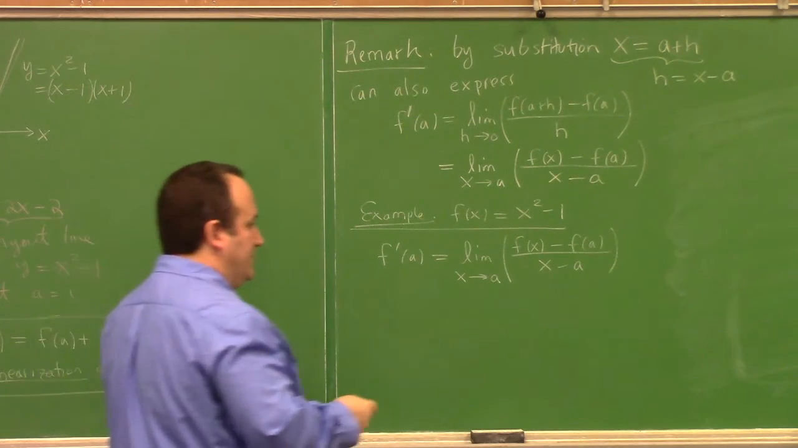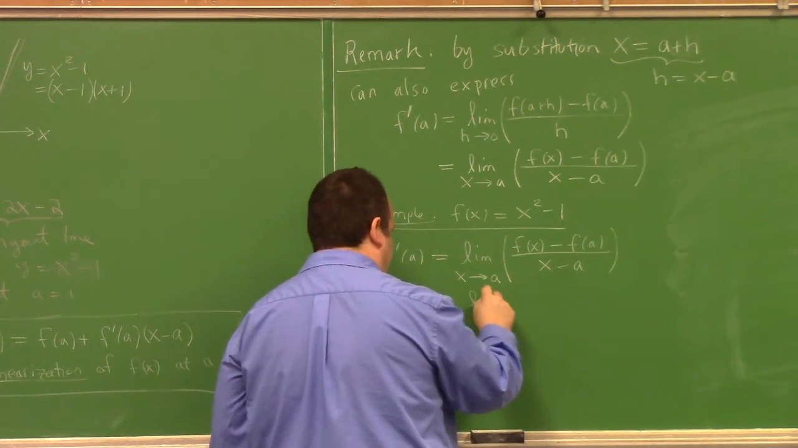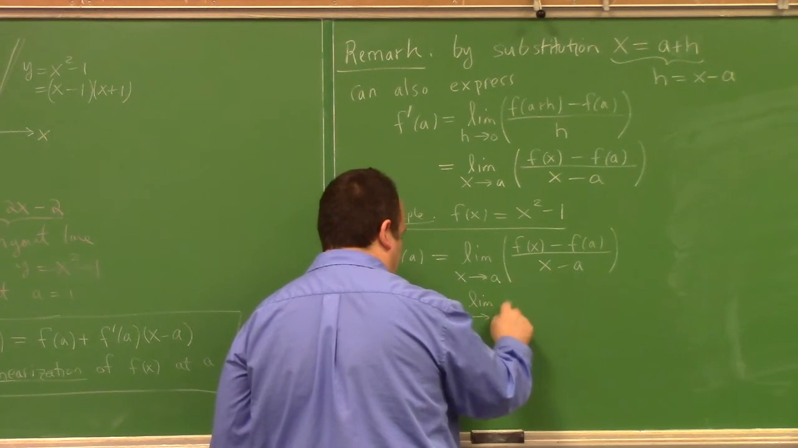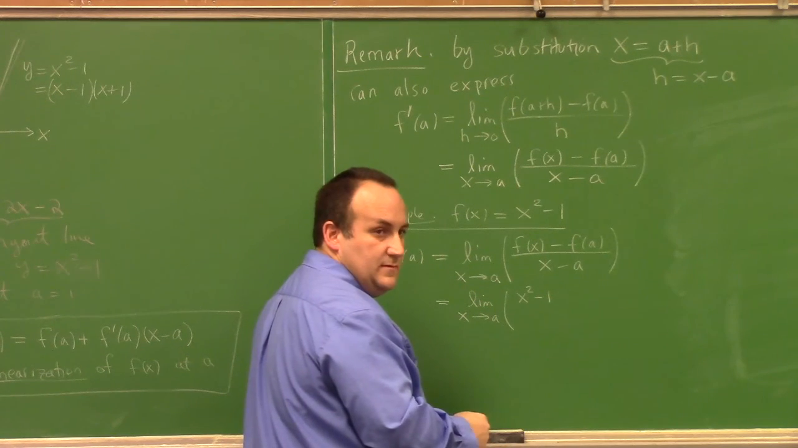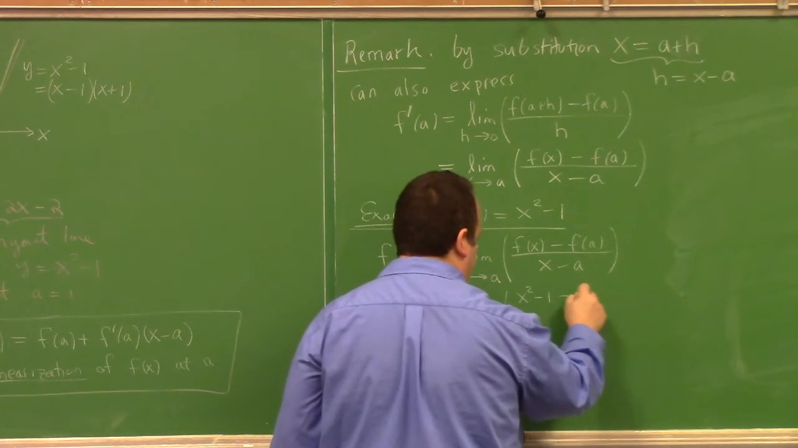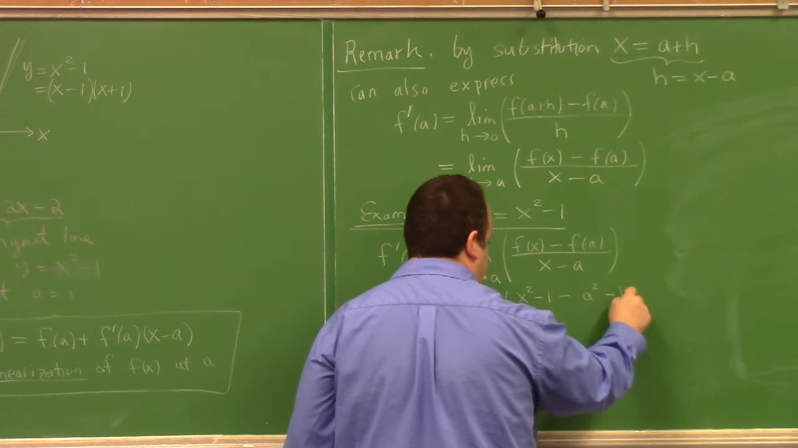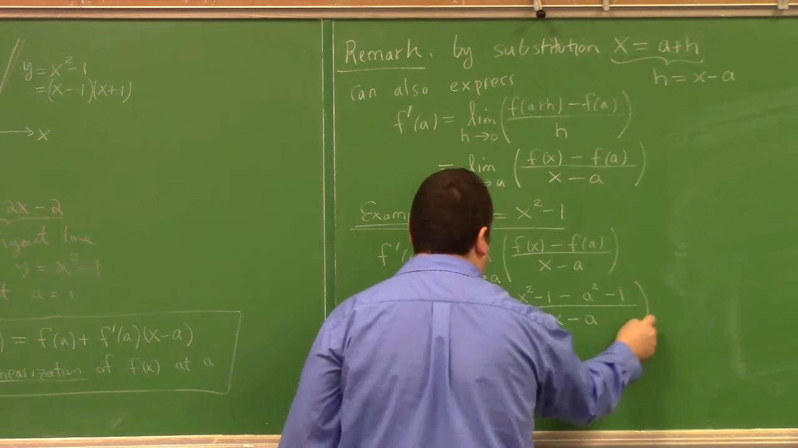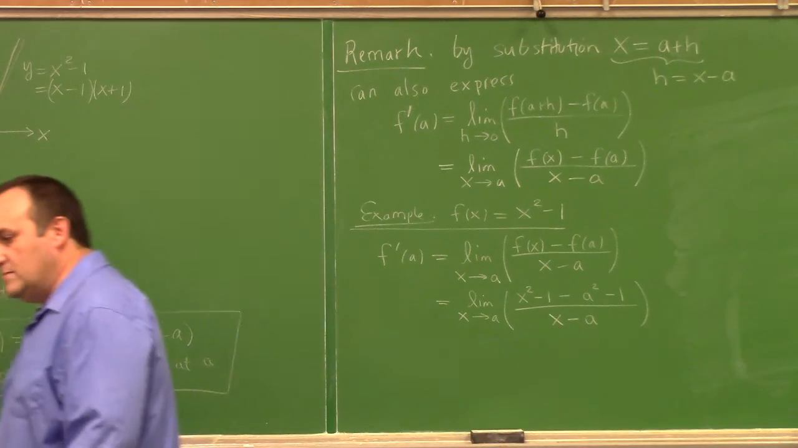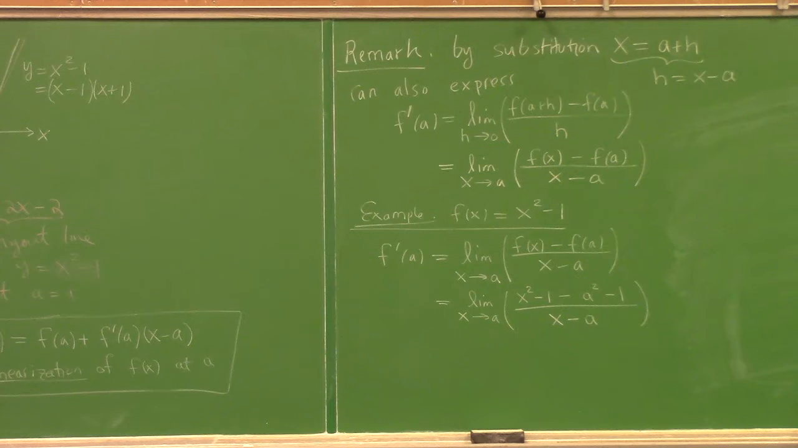What is f of x here? What is f of a? We've got x squared minus 1. That's f of x, right? What's f of a? a squared minus 1, right? And so you guys tell me, I want your honest opinion. That thing I just wrote on the board, is it good? You honestly don't know.